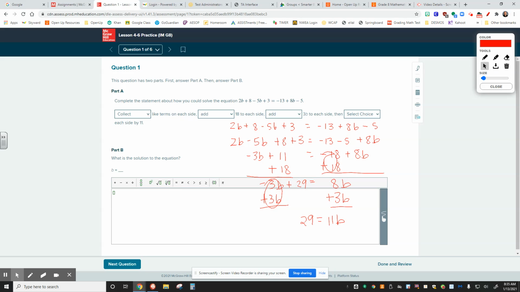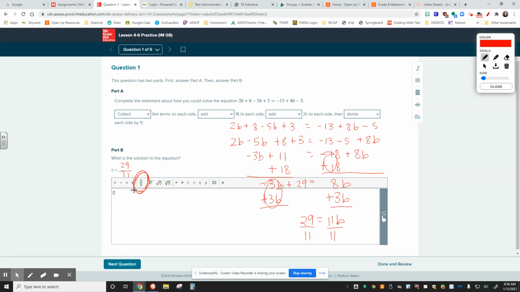And then the final step, it says to divide each side by 11. Since I see 11 times b, the opposite of that is divide. So we want to divide by 11. Divide by 11. And then what I'm left with is b equals 29 elevenths. When you put your answer in there, use that tool right there to make a fraction, 29 elevenths.